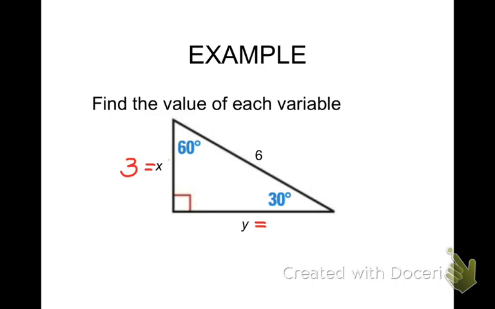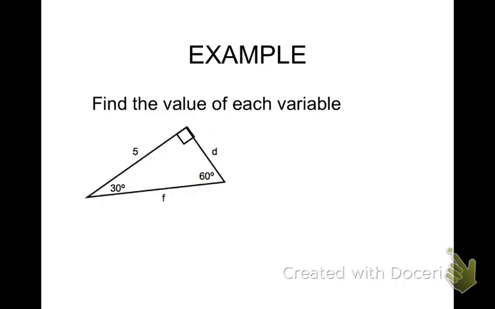Yep, short leg to long leg, just multiply by the square root of 3, so it would be 3 square root 3. Good. Okay. All right, so now let's do the hardest version. I don't see how this works, because now they're giving us the long leg.